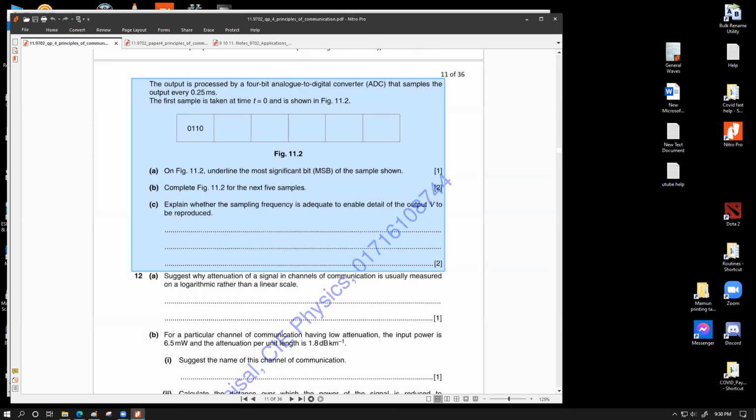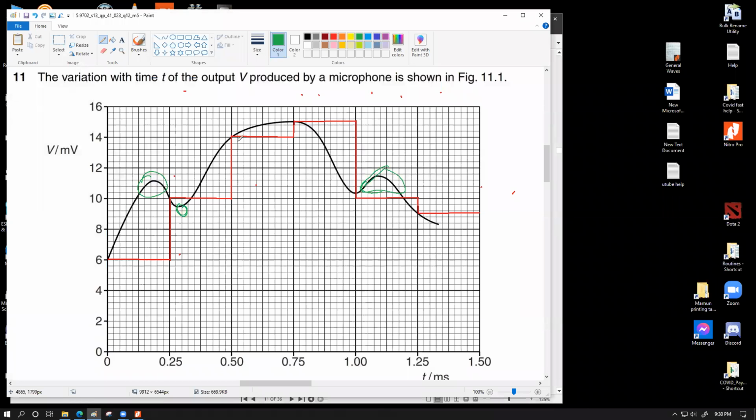So what I showed you in this figure is what the output is going to look like for this sampling frequency. Does this output capture enough detail of the original input signal? The answer is no, because there is significant variation of the original signal in between the sampling values. So here we have one sampling, here we have another sampling, but between these two samplings, we had a significant change of the original signal, and over here as well.